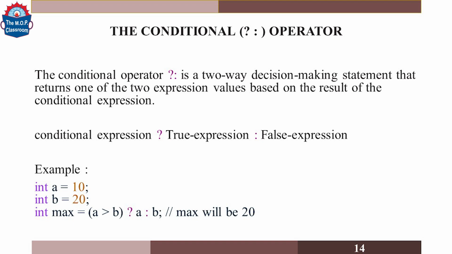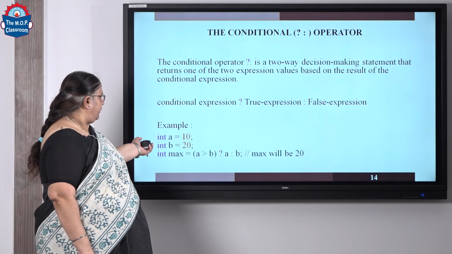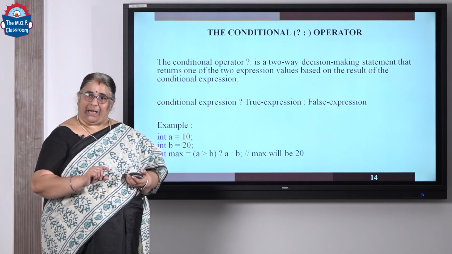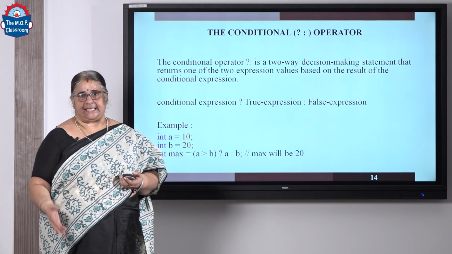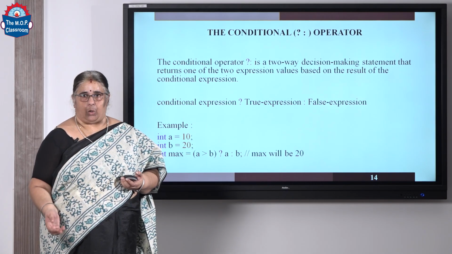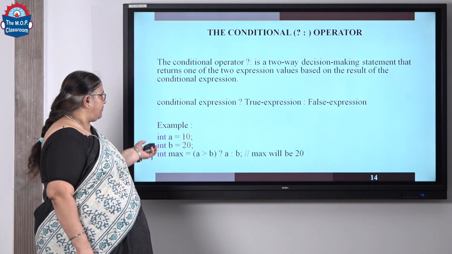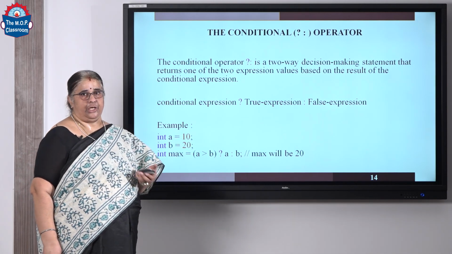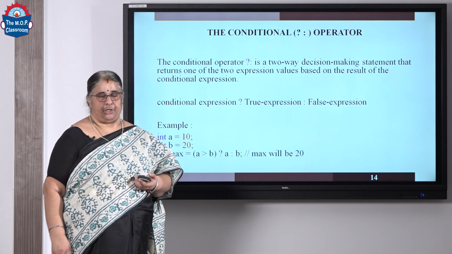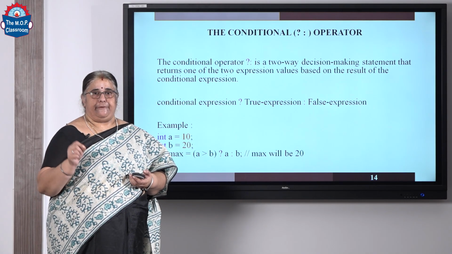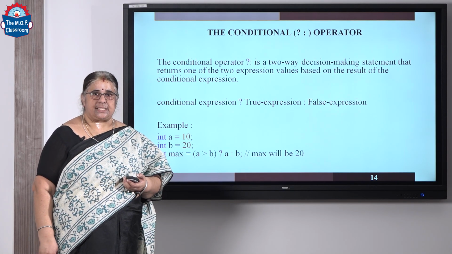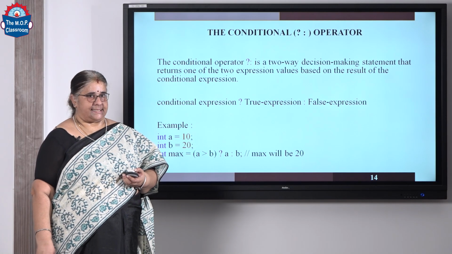The next one is the conditional operator, wherein the expressions will be based on, say for example, two values A and B, and in one conditional statement itself I can execute and find out the output. What is the syntax for it? Conditional expression, question mark, true expression, colon, false expression. So there is a condition. If it is true, the first expression will be executed. If it is false, the second expression will be executed.